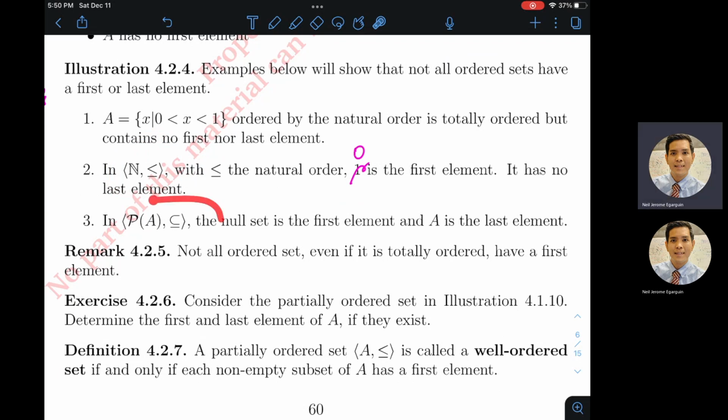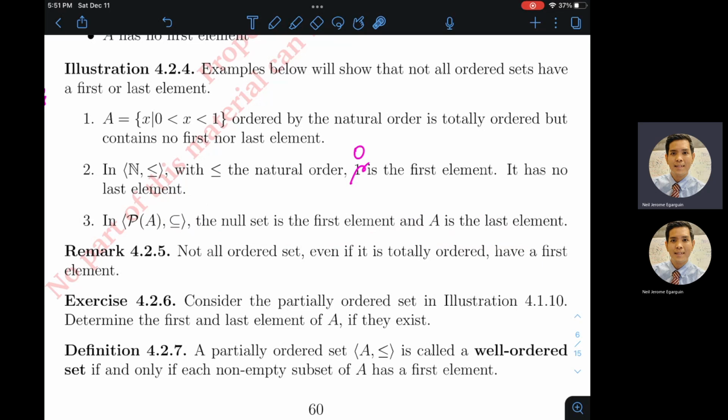And then number 3, I guess this can be extrapolated from our previous example before. If we consider the poset of the power set of any non-empty set A together with the inclusion relation, the null set is always the first element because again, the null set is a subset of every member of the power set of A, and the last element is the set A itself because every member of the power set of A is a subset of capital A.